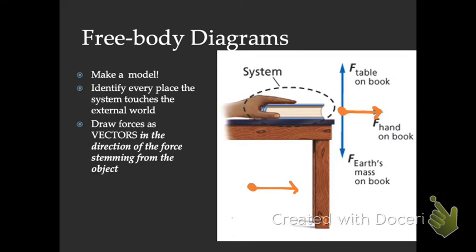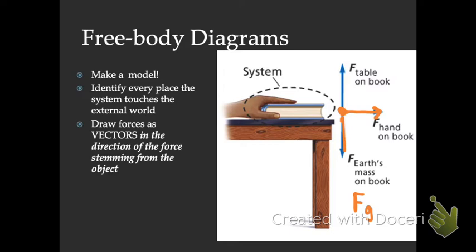Okay, what do you think this downward force right here means? Force of the Earth's mass on the book. It means gravity, right? I would never ask you to write out a subscript like that. That's ridiculous. When we talk about gravity, which this force is, we label it as Fg. That's the force of gravity, the gravitational pull of the object from the Earth. And it always points straight down.